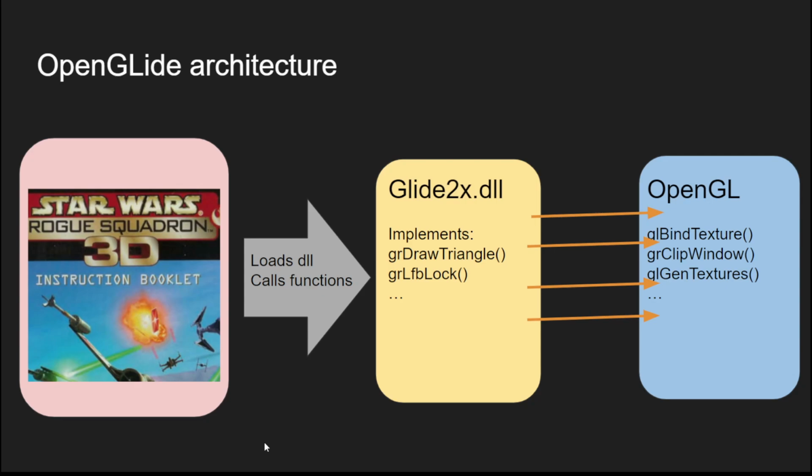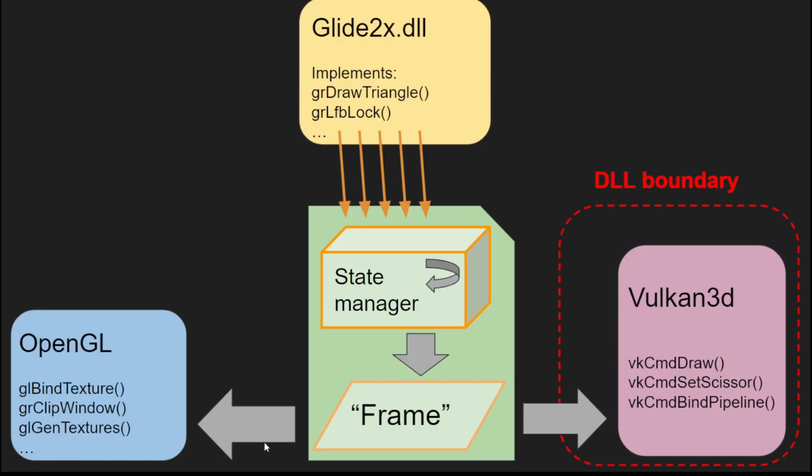OpenGlide implements Glide via GL. This is a pretty simple forwarding type implementation. I did some minor bug fixes and some refactoring to get Rogue Squadron to work flawlessly on OpenGlide. There are many similar types of graphics interception projects, ANGLE being one of them. I was now ready to start making major structural changes to lead to the Vulkan implementation.